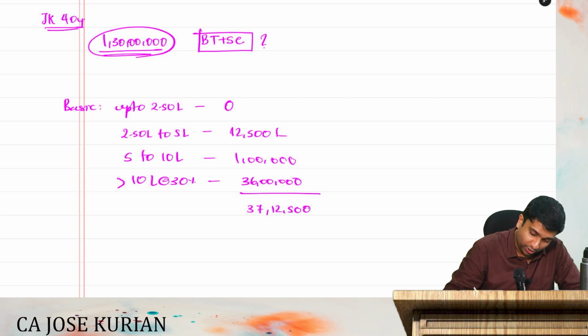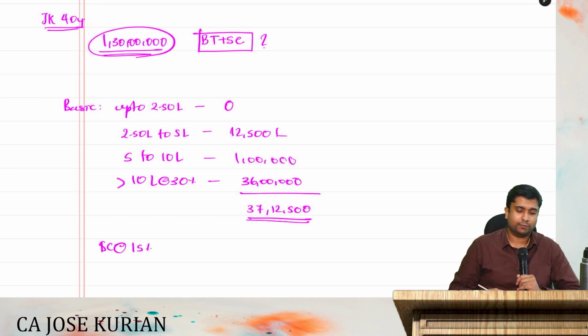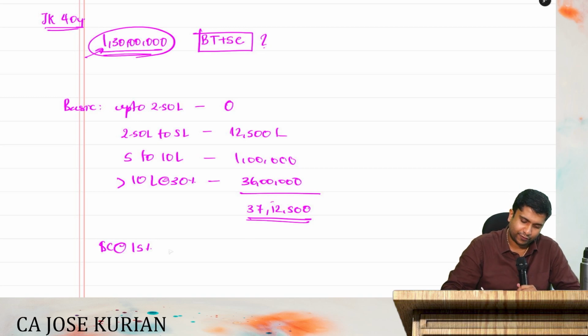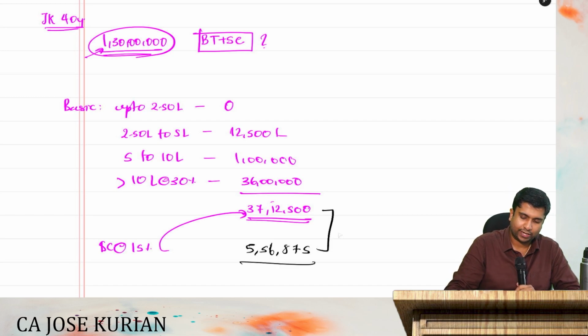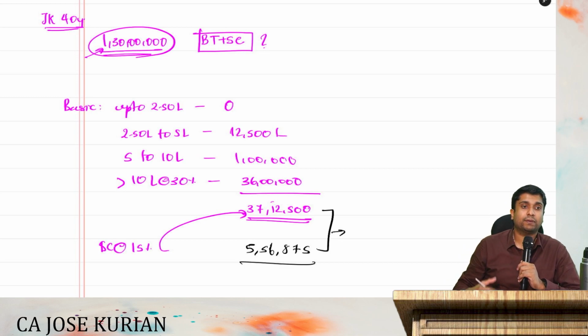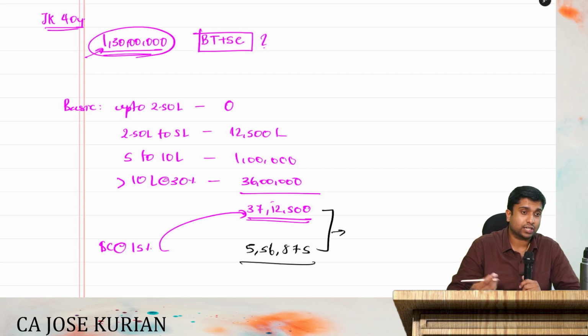Plus, on this basic tax liability, surcharge at 15%. Because the total income is over and above 1 crore, it does not exceed 2 crore, and hence the surcharge liability will be 15% on basic tax. So how much is 15% on basic tax? 5 lakh 56,875. So adding these two together, how much will be my basic tax liability plus surcharge coming? BT plus SC.